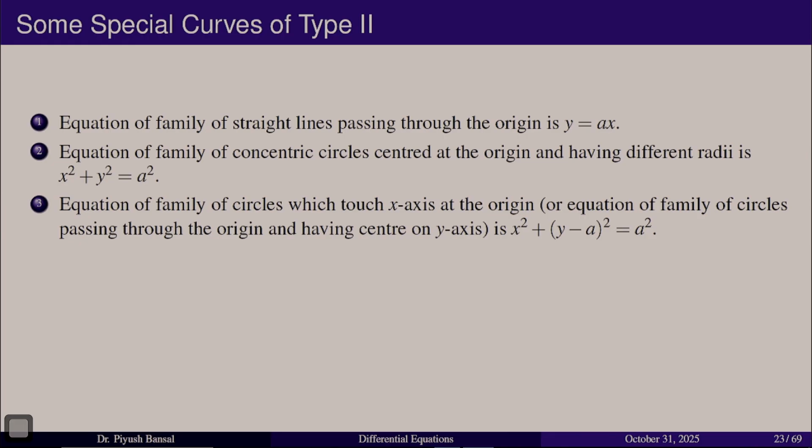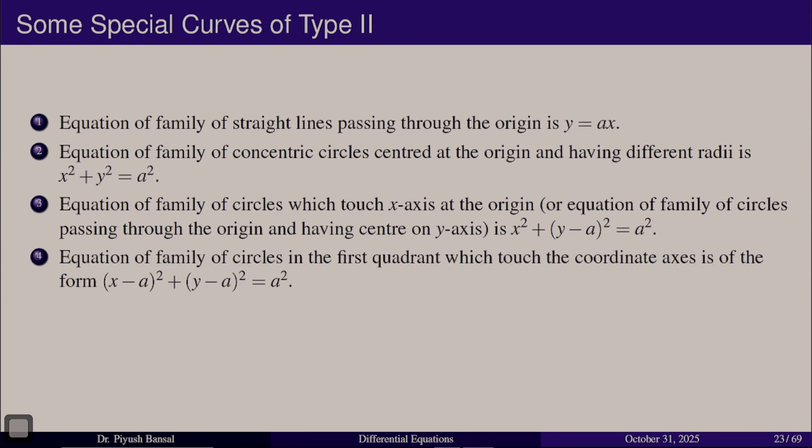Now, the equation of a family of circles which touch the x axis at the origin. Such equations are nothing but the equation of a family of circles passing through the origin and having center on the y axis. So such equations will take the form x square plus (y minus a) whole square equal to a square. So we can see that again only one arbitrary constant is involved, which is a. In this third case, we won't be able to separate out this constant a. In the first two cases, a can be separated, but not in the third one.